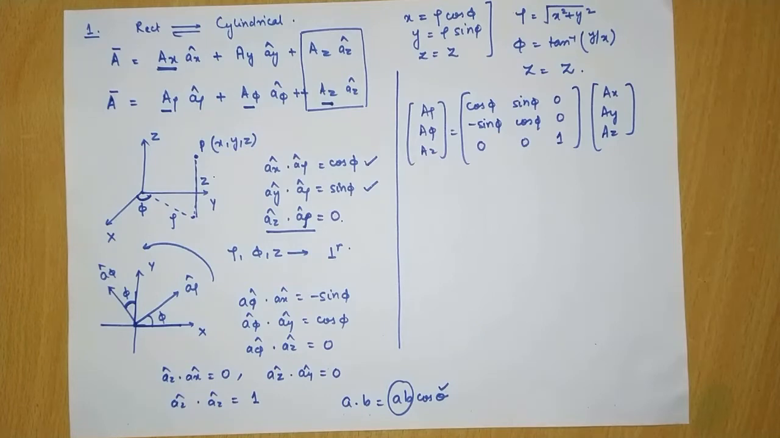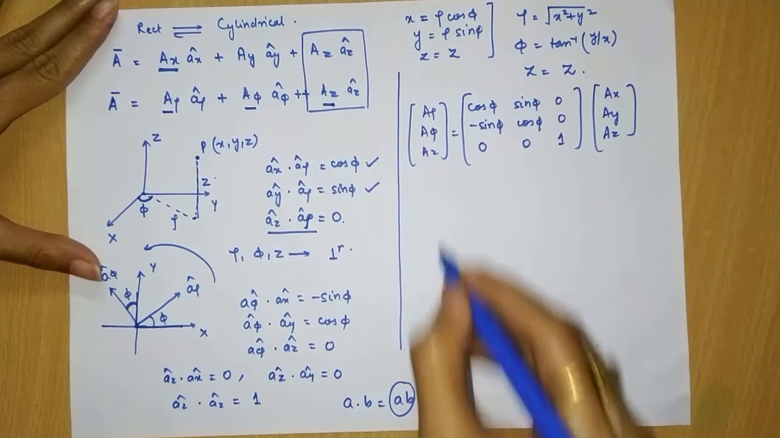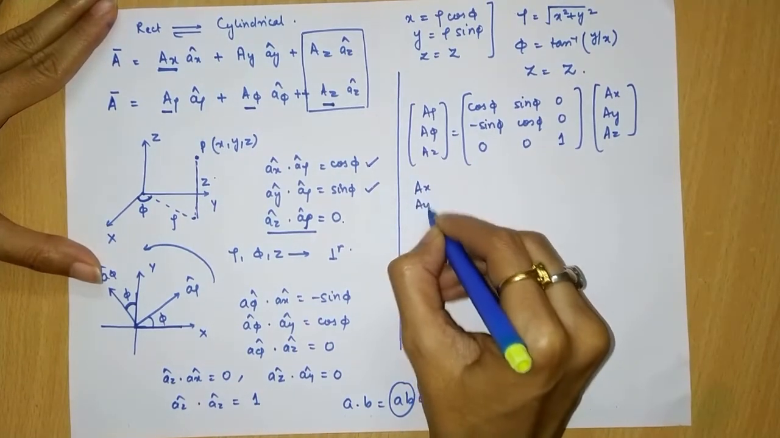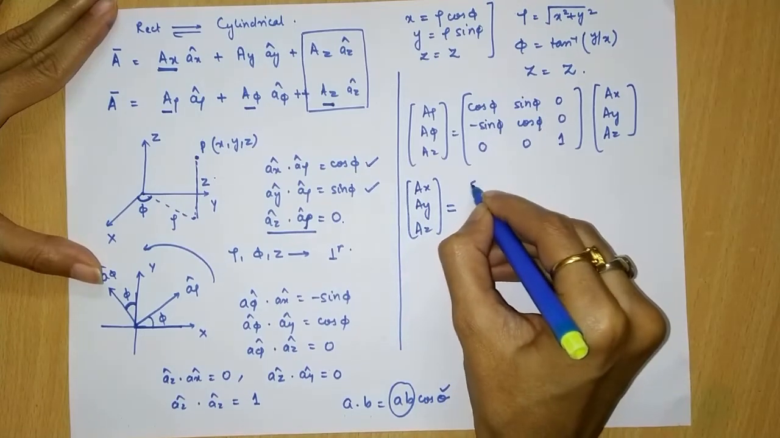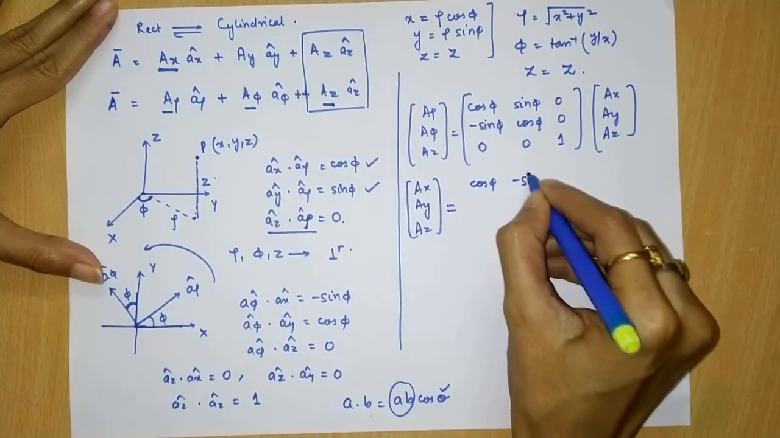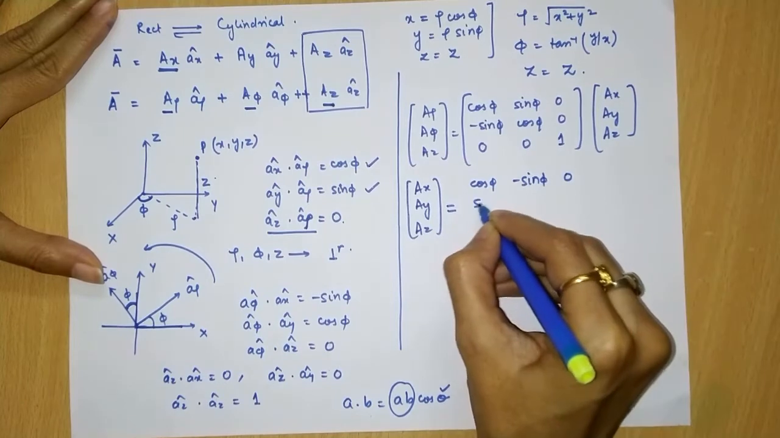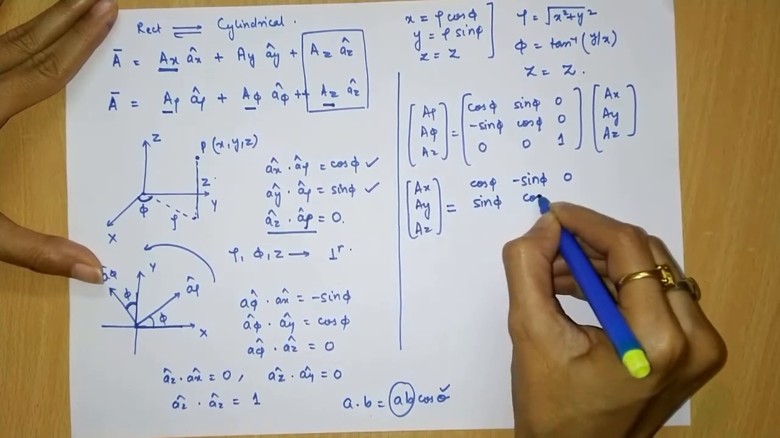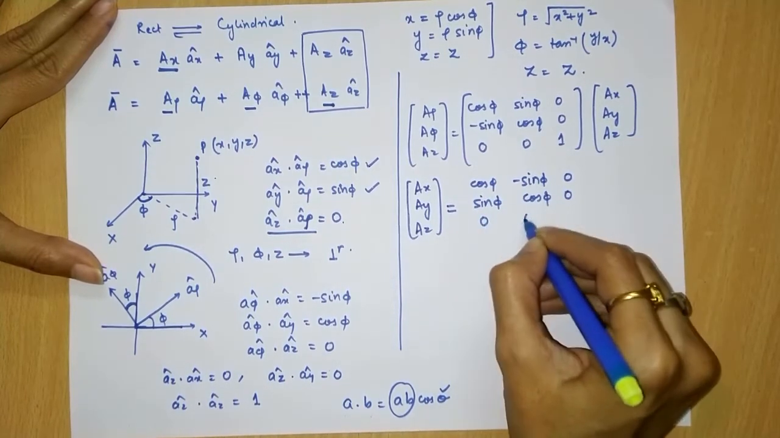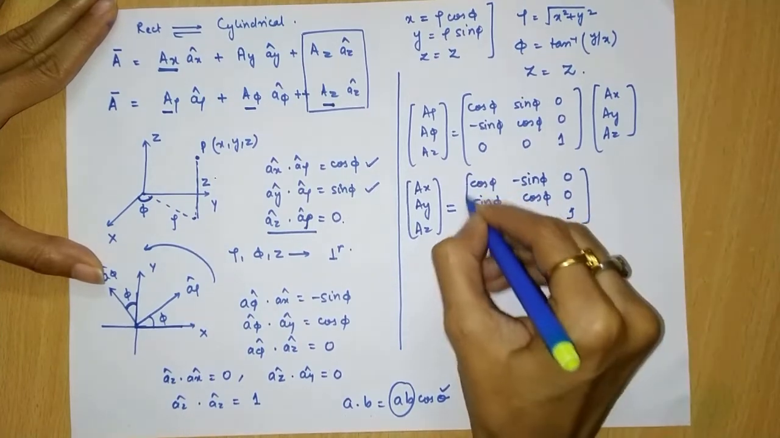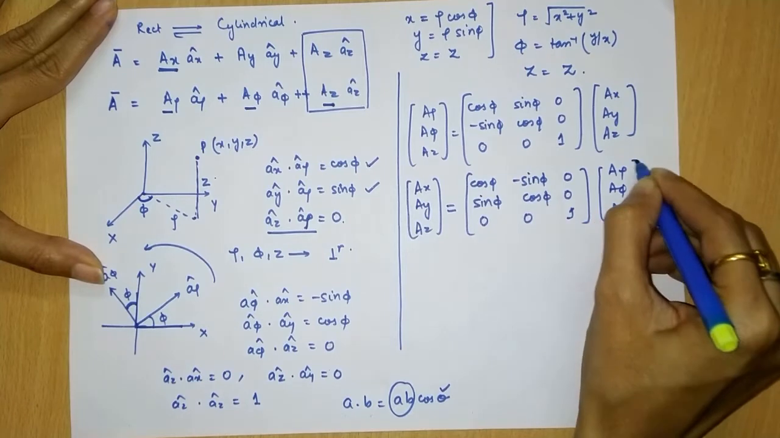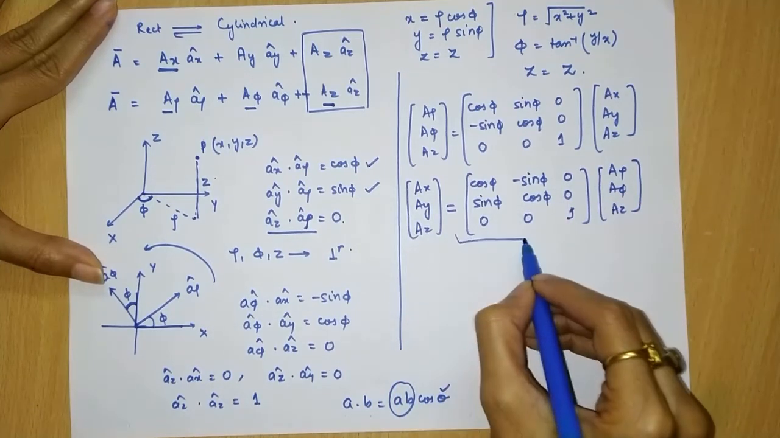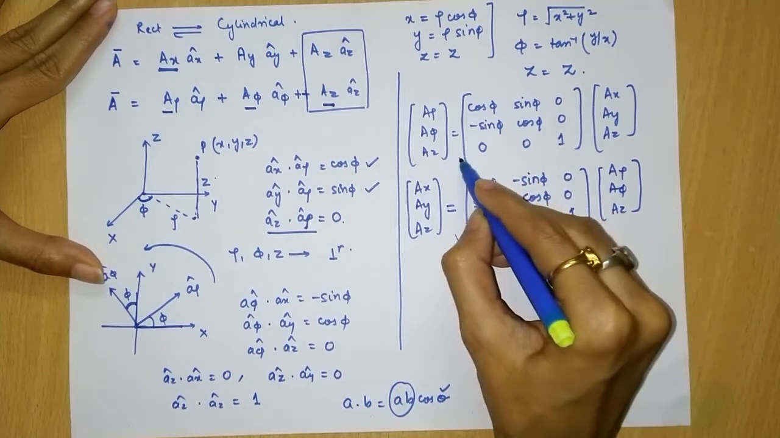If we want to come from cylindrical to rectangular coordinates, then ax, ay, az is equal to the matrix cos phi, minus sin phi, 0; sin phi, cos phi, 0; 0, 0, 1; multiplied by a rho, a phi and az. This is basically the transpose of this matrix.